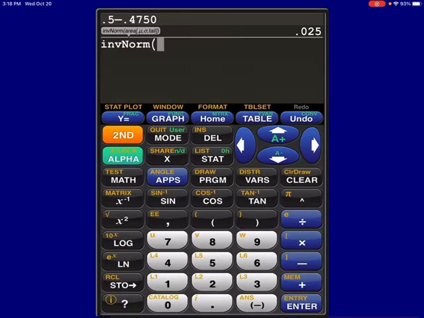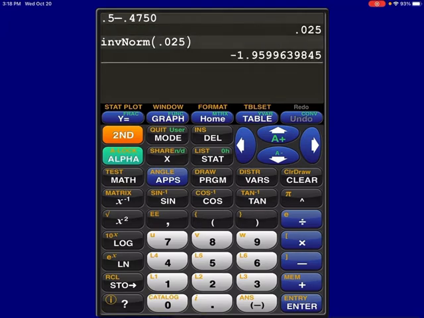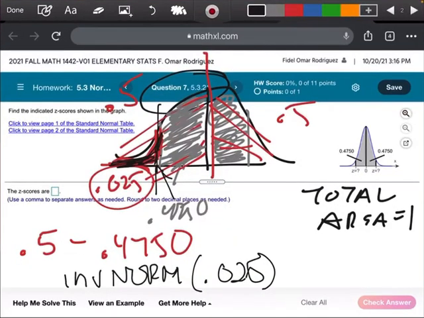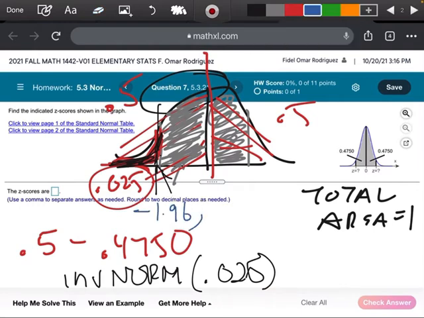So I'm going to do this on my calculator. I'm going to go second vars, inverse norm of 0.025, and I'm coming up with, to 2 decimal places, negative 1.96. So the number that I have right here, let me clean some of this mess up. I'll write it in blue, negative 1.96, okay?